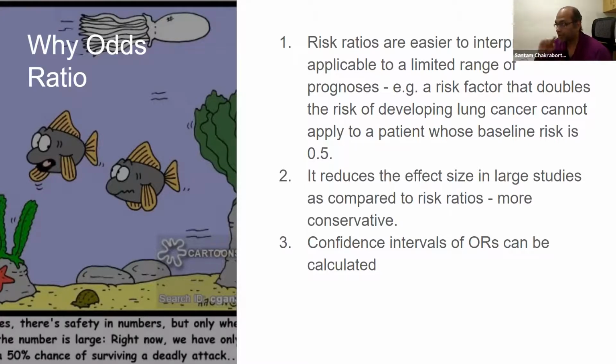As a result, telling the relative risk is not possible in case control studies. You have to define the odds ratio. So this is one of the very important reasons why odds ratios are used in case control studies.